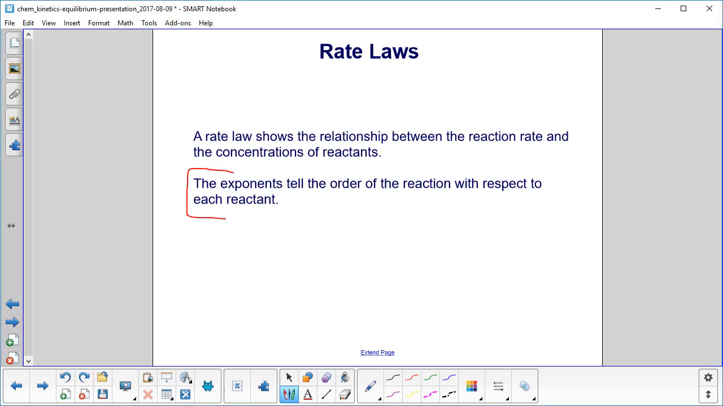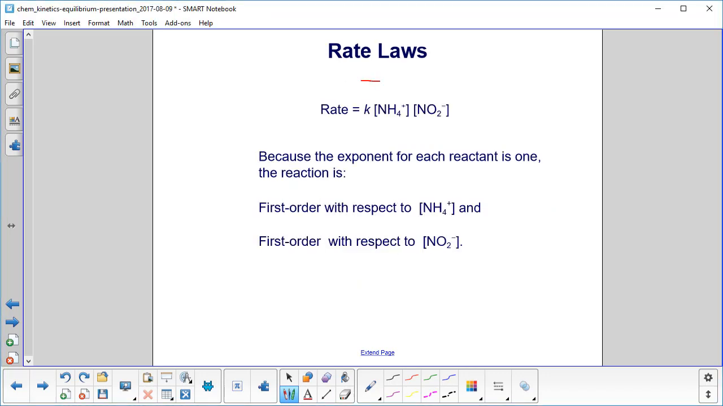The exponents, which you haven't seen yet, will tell you the order of the reaction with respect to each reactant. So let's say we had reactant A and reactant B. Experimentally, we'll determine these exponents. If you have 2 here, that would mean it's second order, and that 2 just applies to the B. For this reaction, we determine the exponents via experiment, and in this case they are just going to be 1. So because the exponent for each reactant is 1, the reaction is first order with respect to the ammonium and first order with respect to nitrite.